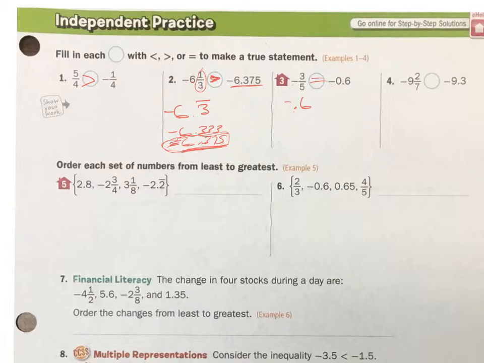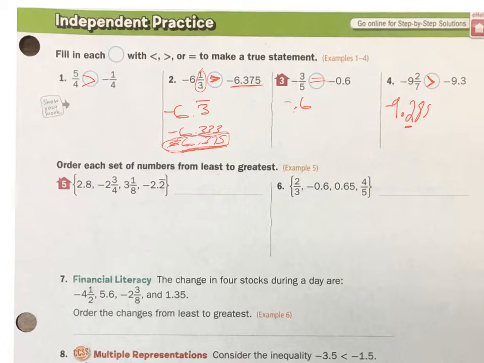Okay, another one. I've got 2 negatives, so I just got to put this into a decimal. So it's -9.2 divided by 7 equals 2, 8, 5, and on and on. This is all I really need, because now I can compare 9.2 to 9.3. 9.2 is a little closer to 0, so that one's going to be greater. When you're talking about negatives, whichever one's closer to 0 is greater.